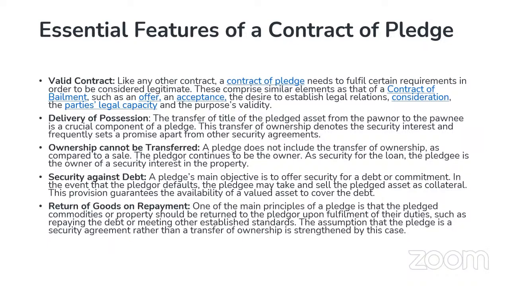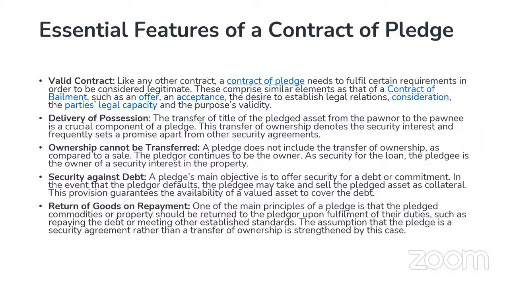They have to be transferred from the pawner to the pawnee. But ownership is not transferred. Only possession is transferred. Goods are transferred. Ownership is not transferred. Ownership still lies with the pawner only.